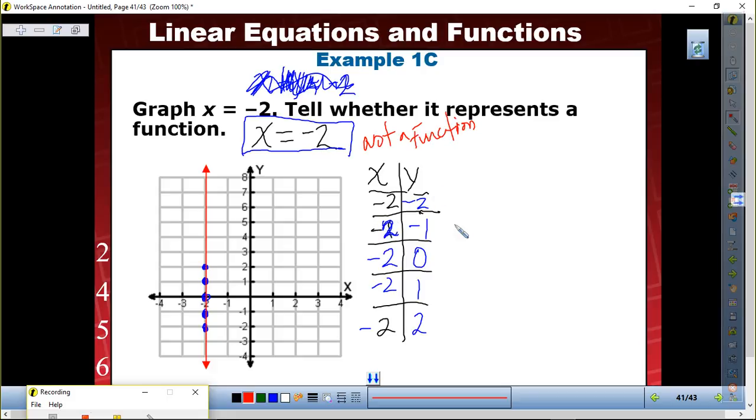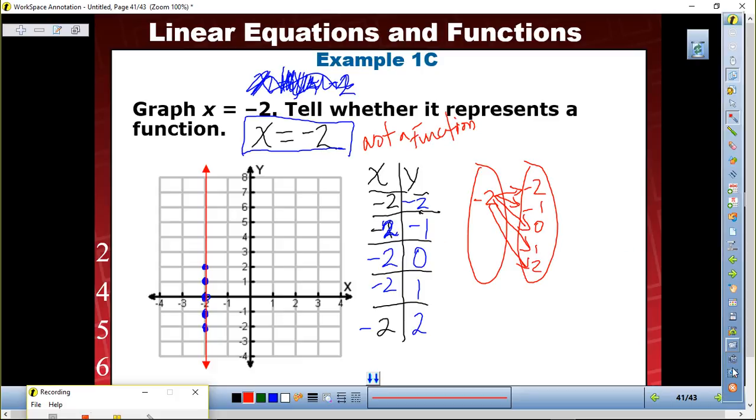Now let me illustrate using the mapping diagram for those of you that still don't see it. Here it goes. What is the domain? -2. Do I write it all these many times? No. On this side I have -2, -1, 0, 1, and 2. This one goes to this one, but it also goes to this one, also goes to this one, and this one. Therefore, this is not a function.